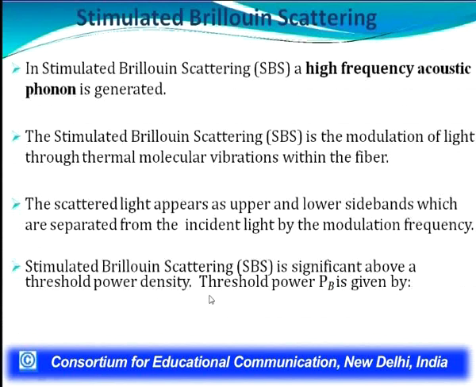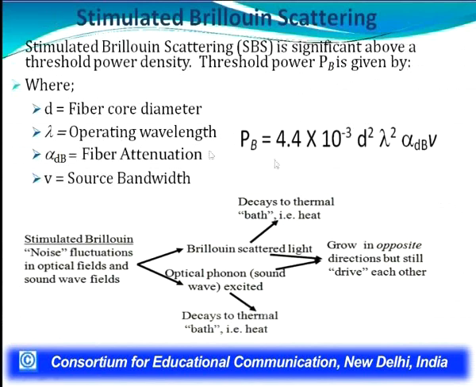Stimulated Brillouin scattering is significant above a threshold power density, and this threshold power density is defined by 4.4 × 10^-3 d² λ² α_dB V. We know that d is the fiber core diameter, λ is the operating wavelength, α_dB is the fiber attenuation, and V is the source bandwidth.